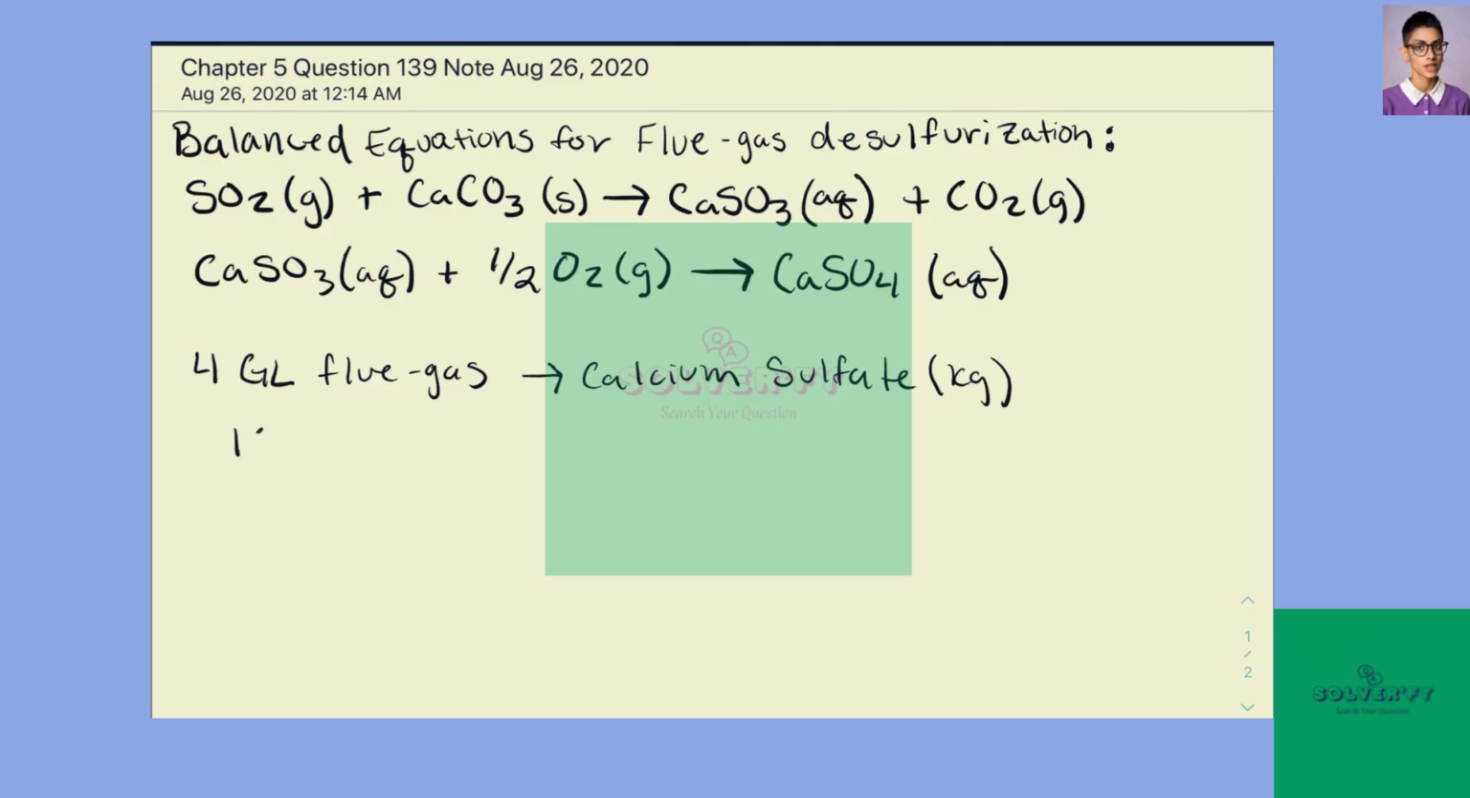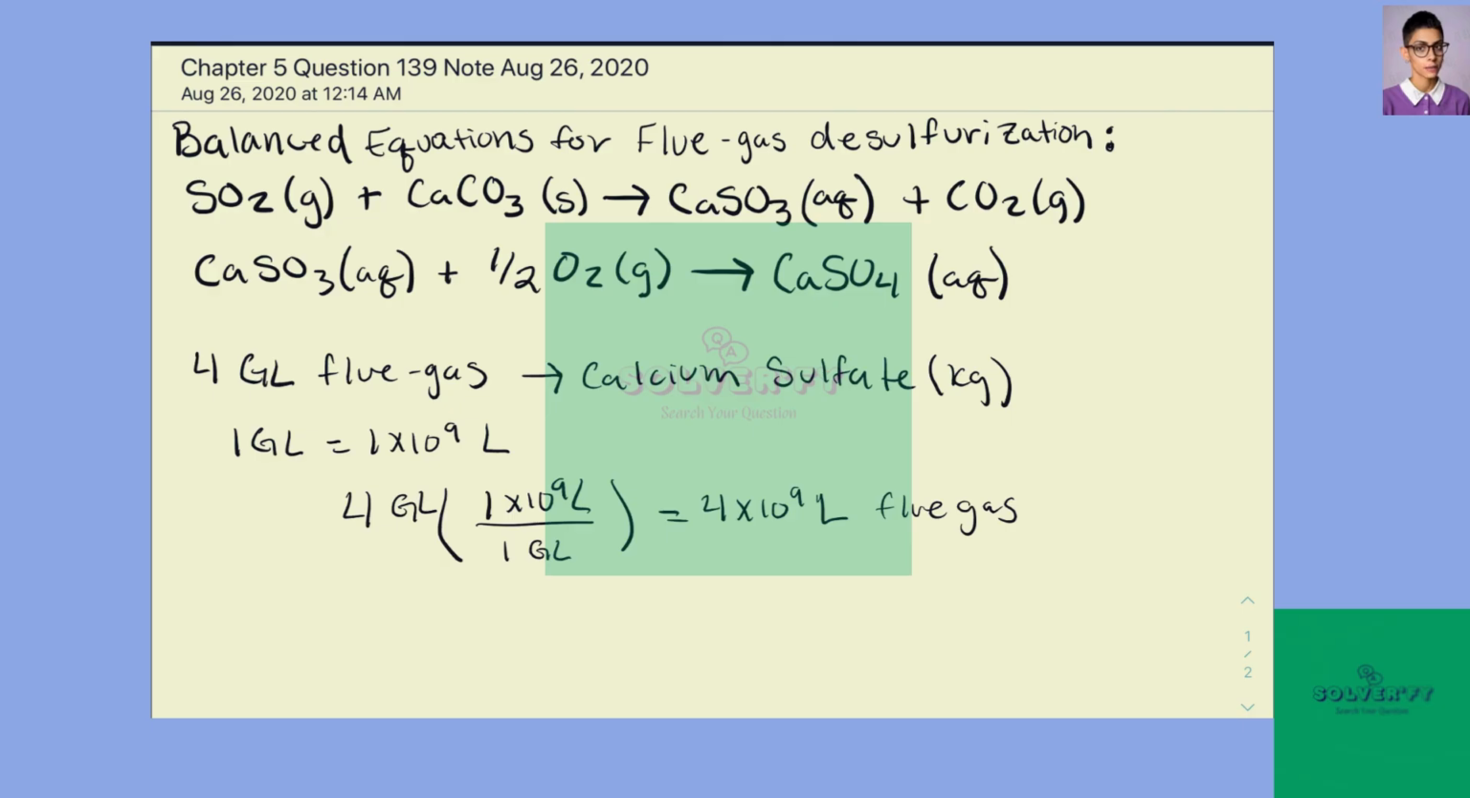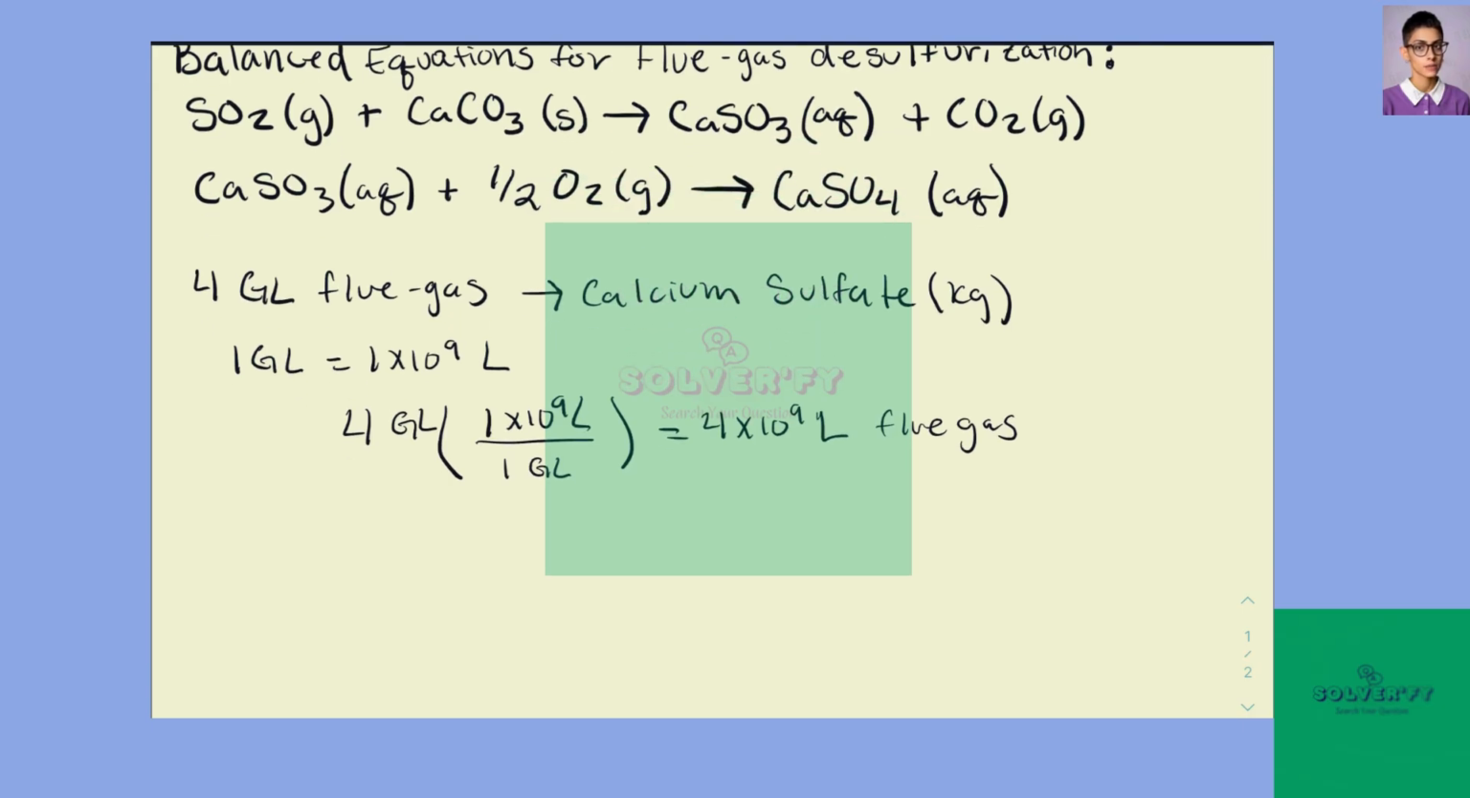So we know that 1 gigaliter is equal to 1 times 10 to the 9 liters. So we know that 4 gigaliters is equal to 1 times 10 to the 9 liters over 1 gigaliter. So we have 4 times 10 to the 9th liters of flue gas. All right, so to help us find the mass of calcium sulfate, we first need to find the moles of flue gas that we have.